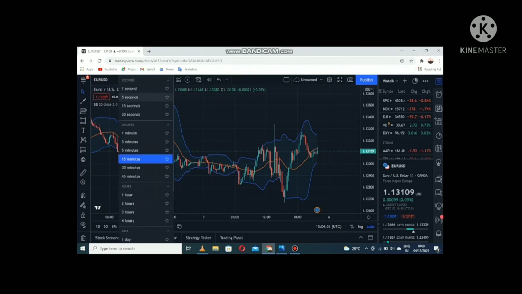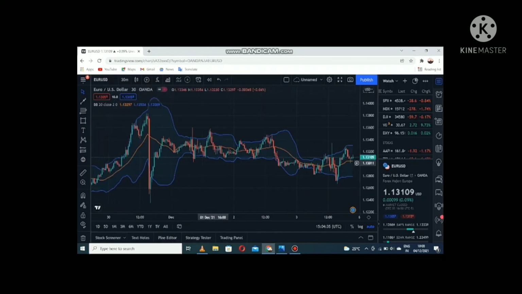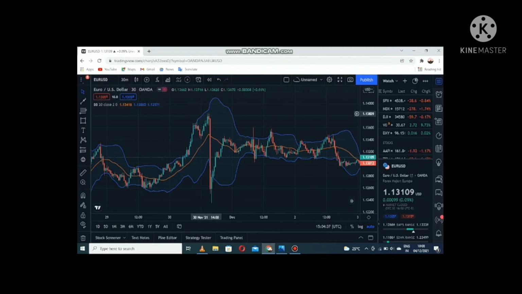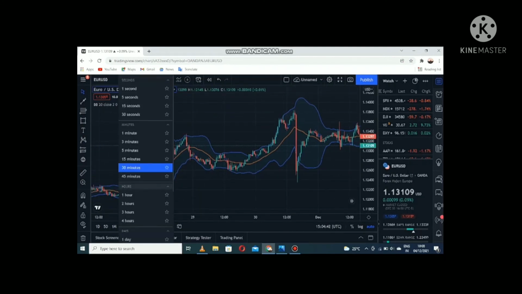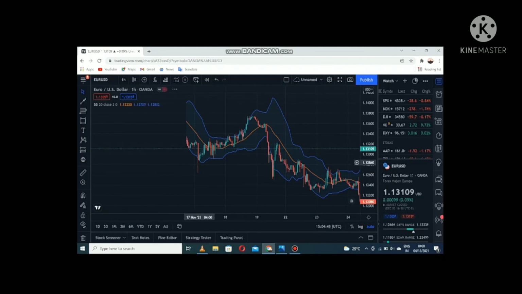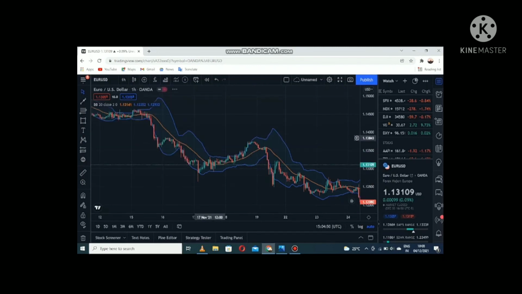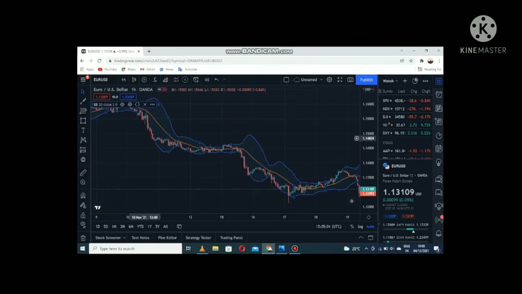There are so many other indicators, but basically you can use this across different time frames. Say the 30 minutes time frame, it basically respects all these time frames that you're seeing. Let's go to the 1 hour. Still the same thing. It still respects the same strategy. So you can use it on different time frames.